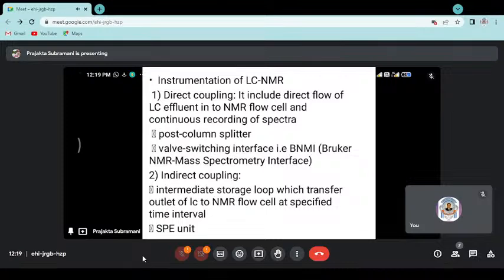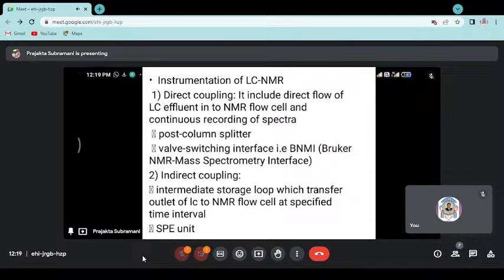So the requirement of this direct coupling, they require the post column splitter and wall switching interface. The generally used wall switching interface in LCNMR is BNMI, that is Bruker NMR mass spectrophotometry interface.